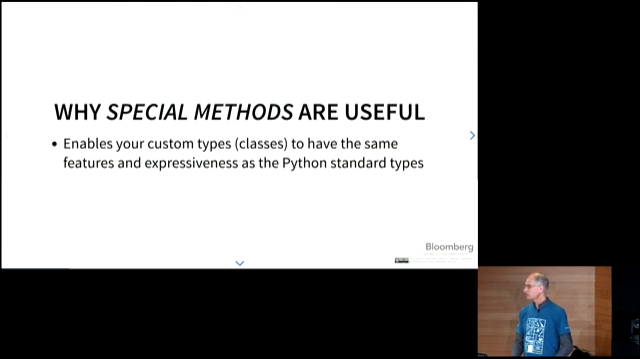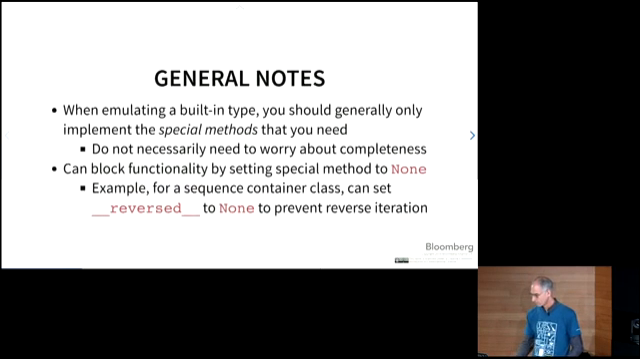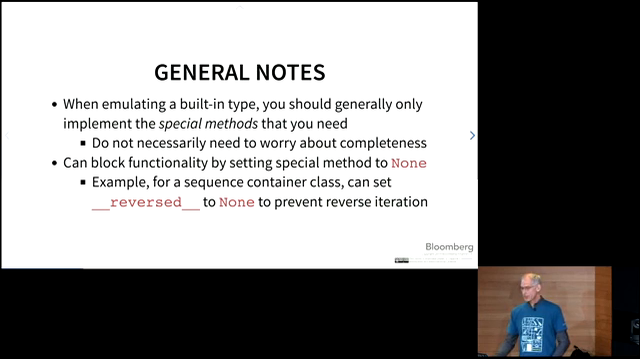So why are special methods useful to you as a developer? They enable you to give your custom types, your classes, the same features and expressiveness as the Python standard types. One general note is when you're emulating a built-in type, you should generally only implement the special methods that you need, which is to say, if you are in your own application, you shouldn't necessarily worry about completeness. You should just care about what you need to get your application running. Now, if you're a library writer and you are accepting things from other people, then you might want to pay a little more attention to completeness.